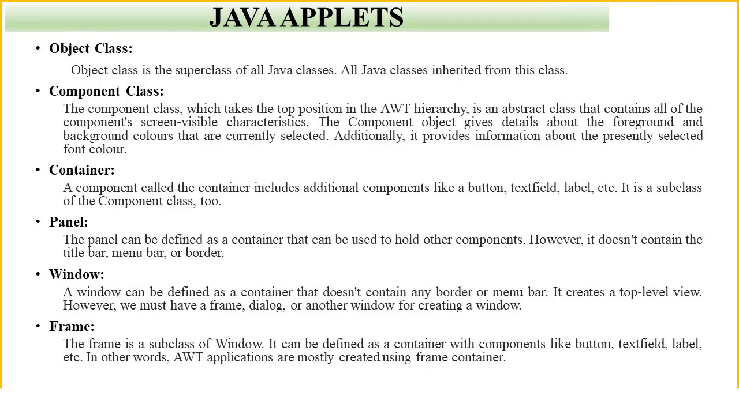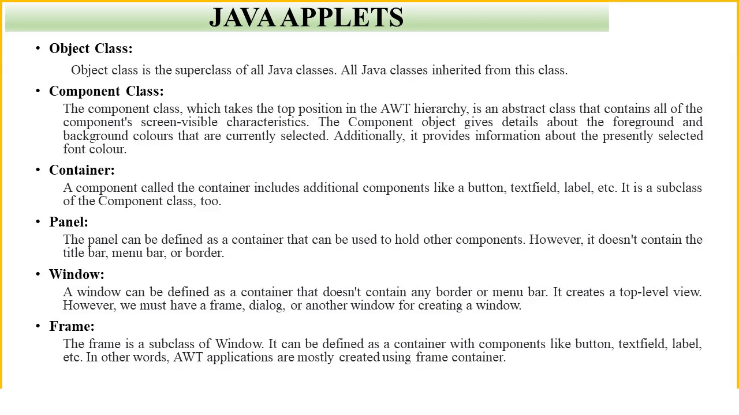Component class. The Component class, which takes the top position in the AWT hierarchy, is an abstract class that contains all the screen visible characteristics of a component. The component object gives details about the foreground and background colors that are currently selected. Additionally, it provides information about the presently selected font color. Container. A container is a component that includes additional components like button, text field, label, etc. It is a subclass of Component also.